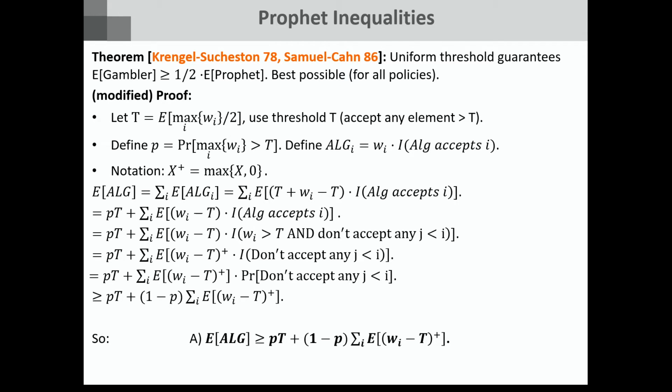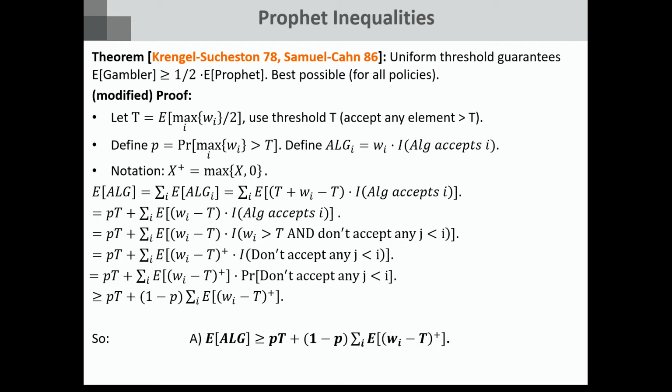So why is this? The probability that the algorithm accepts anything in the entire run is 1 minus p. So the probability that it accepts something before it reaches i is, the probability that it doesn't accept anything in the entire run is 1 minus p. So the probability that it hasn't accepted anything by the time it reaches i is at least 1 minus p. Okay, so this is not the proof yet, but this is the first step.